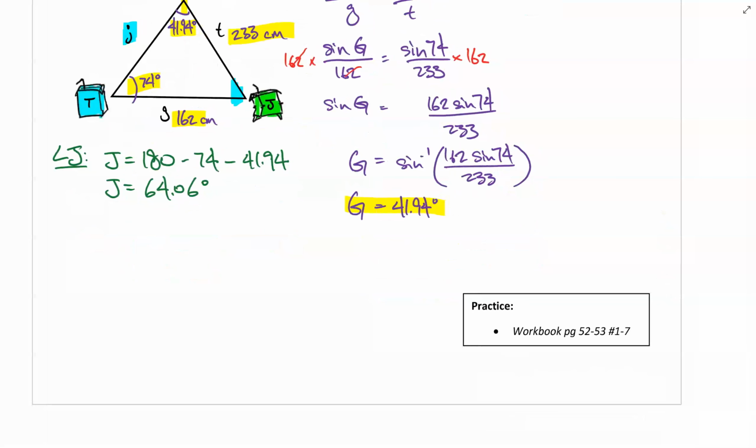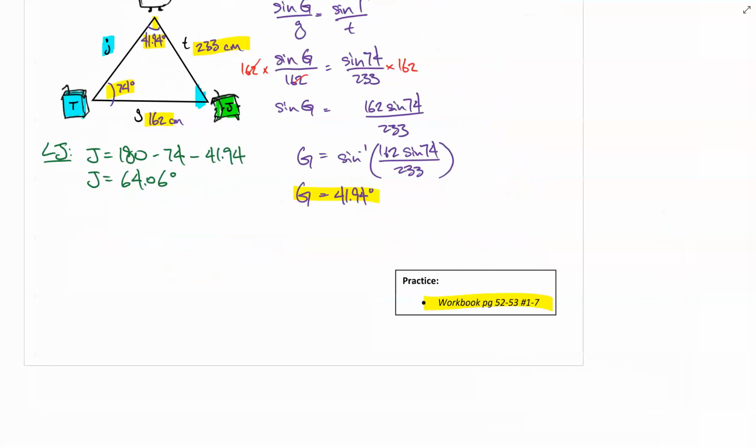So let's bring it home. This is what we'll do. We're just going to set up the sine law real quick again, but this time using our lowercase j because we finally got to that point. So we're going to write sine of j divided by lowercase j is equal to the sine of what we were actually given originally, t over lowercase t. Notice I didn't use sine of g over lowercase g because the angle g, 41.94, is a rounded value, and you don't really want to use that in calculations if it's possible. In this case, we can avoid it because we're just going to use the given numbers of 74 and 233 that the question gave us.